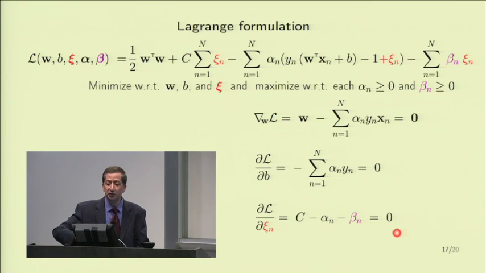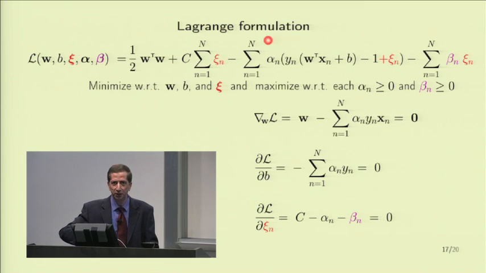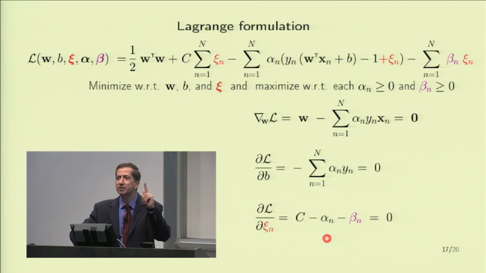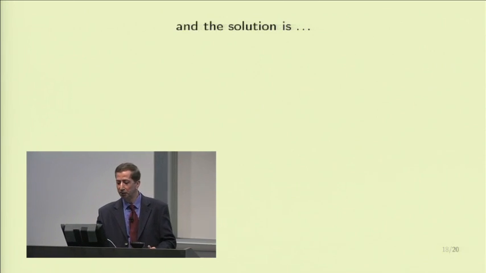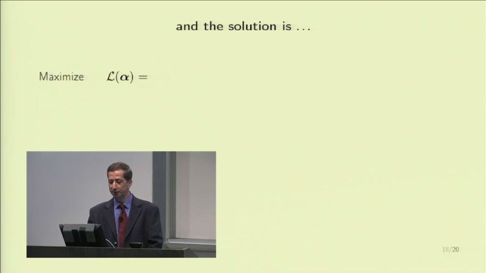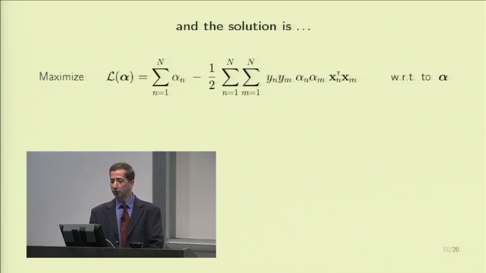So the only thing out of all of this adventure is that we are going to require that alpha be at most C. So everything before plus this added condition. That's the whole thing, okay? So you get the solution, you get this, that's what we saw before with respect to alpha, and beta doesn't appear.